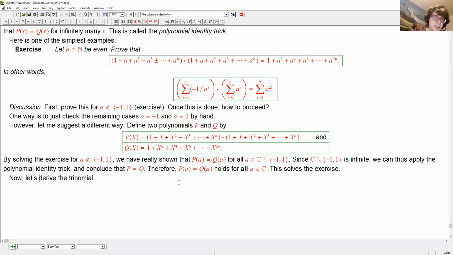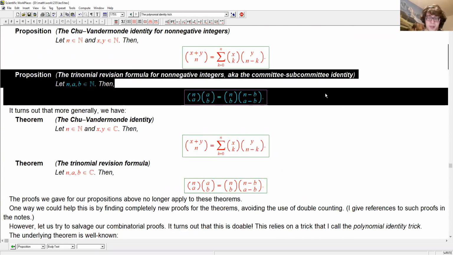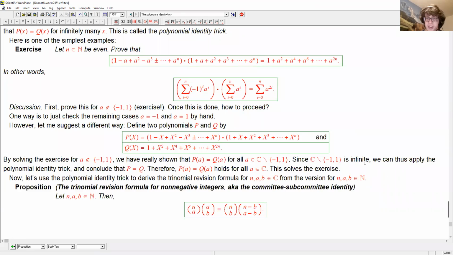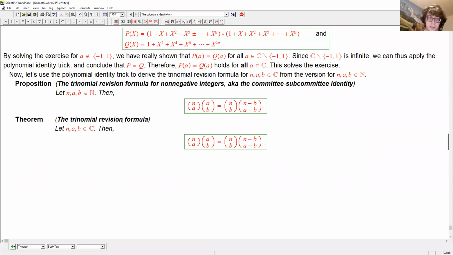So let's use the polynomial identity trick to derive the trinomial revision formula for n, a, b in C from the version for n, a, b in N. So we proved it for N, and now we want to derive the case for C. I'm going to repeat this formula just so that you have it on the same screen. There. This is what we know, and this is what we want to prove. So, proof of the theorem.